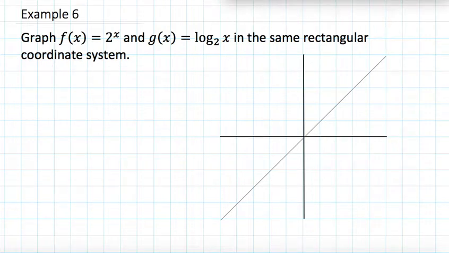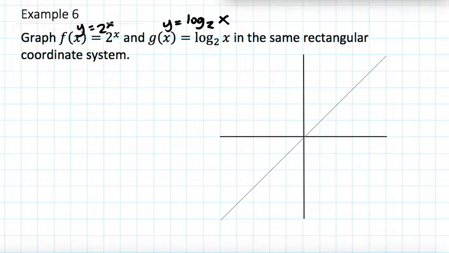In this video, we're going to talk about the graphs of logarithmic functions. So we're going to look at example 6. It says to graph f of x equals 2 to the x and g of x equals log base 2 of x in the same rectangular coordinate system. First I want to remind you that the f of x and the g of x are the y coordinate. So this is y equals 2 to the x and y equals log base 2 of x.